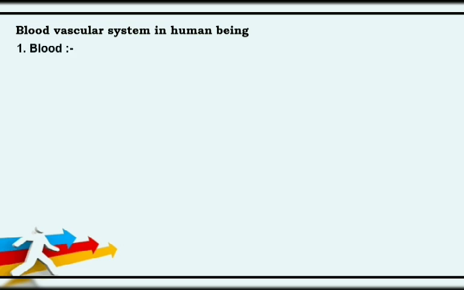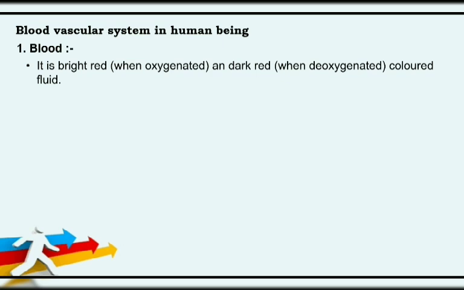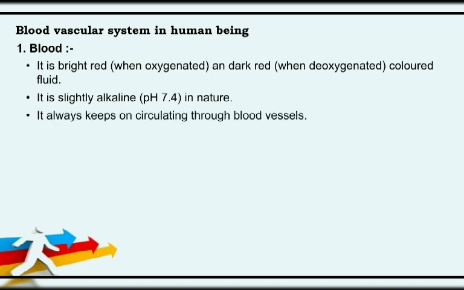Okay, now you see the next one, blood vascular system in human beings. Here we will discuss the blood, but not in detail, because in class 9th you have to know the details about blood. So we all know about that. Number one is blood. It is bright red when it is carrying oxygen. It is dark red when it is deoxygenated. Okay, it is slightly alkaline. Its pH is about 7.4 in nature. It always keeps on circulating through the blood vessels. A blood vessel is a tube-like structure. Inside that tube, blood will flow very easily.